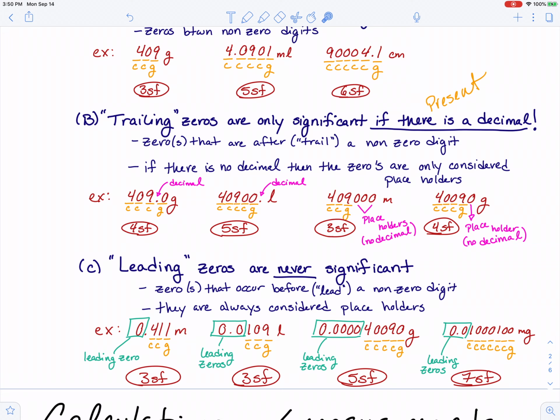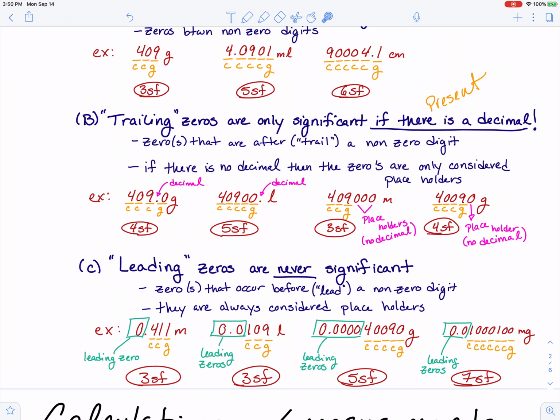In this case, my last non-zero digit is 9 again, but in this case it goes 0, 0, decimal. Well, it doesn't matter where the decimal is, just that the decimal is present. And because there is a decimal present, all trailing zeros are considered significant. So because these zeros trail the 9 and a decimal is present, all of those are significant. So I've got 5 sig figs in that number.